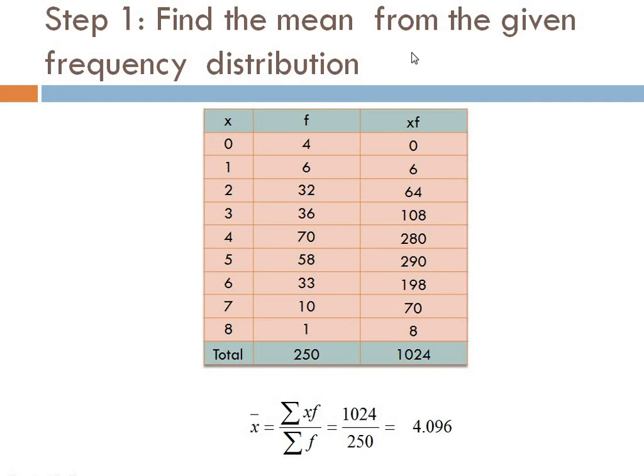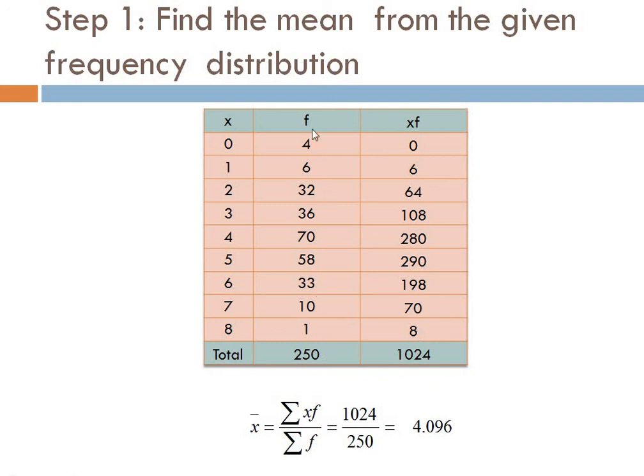Step 1. Find the mean from given frequency distribution. In order to obtain mean of given frequency distribution, we require summation xf and summation f. Summation xf can be obtained by multiplying each of the xi by their corresponding fi and their total. So this can be done by 0 into 4, 0, 1 into 6, 6, 2 into 32, 64. Similarly, we can obtain the rest of the entries of this column.